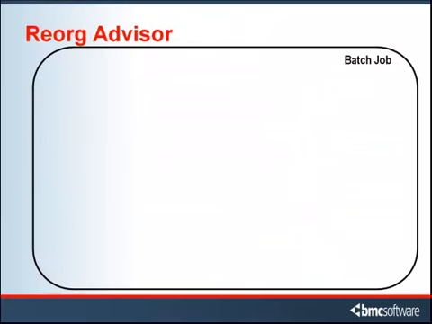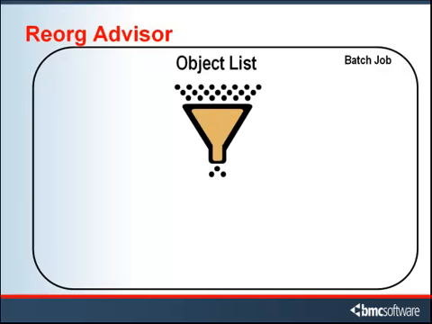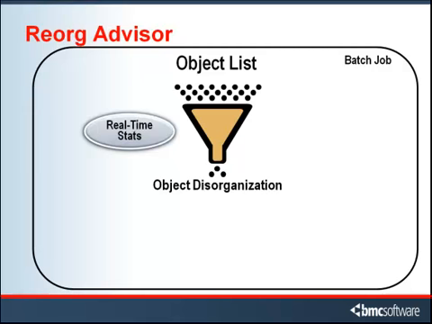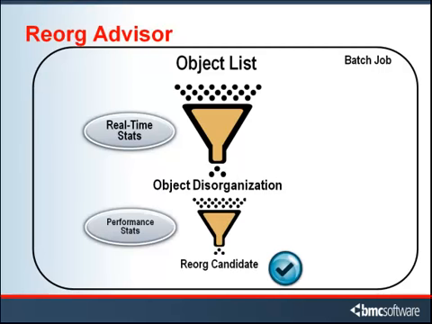The reorg advisor helps you determine whether a reorganization could improve performance. The reorg advisor identifies potential candidate objects for reorganization based on the level of disorganization of the object and the level of performance degradation for the object since the last reorganization occurred. To arrive at these recommendations, the reorg advisor uses data from the BMC Performance Advisor database and from real-time statistic tables within DB2. By avoiding unnecessary reorganizations, you will run less reorg jobs, which saves time and money.